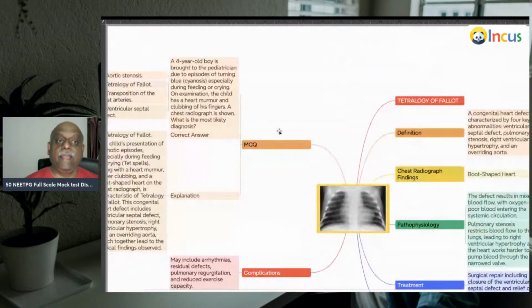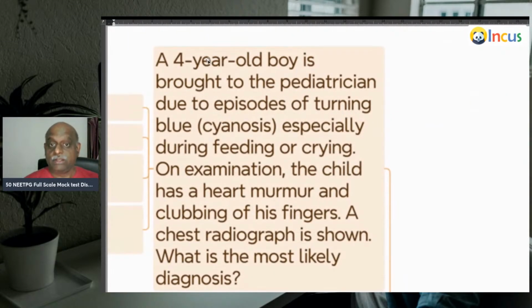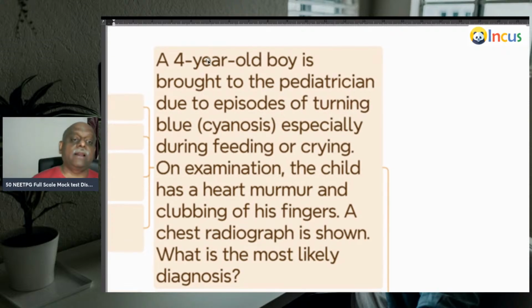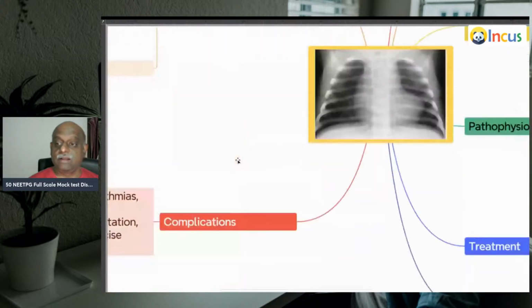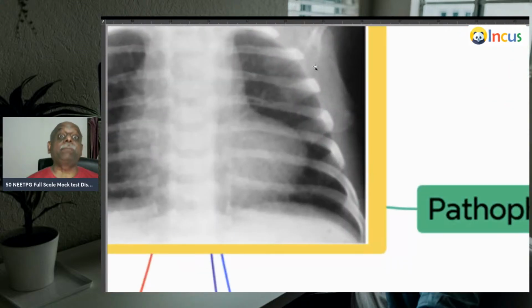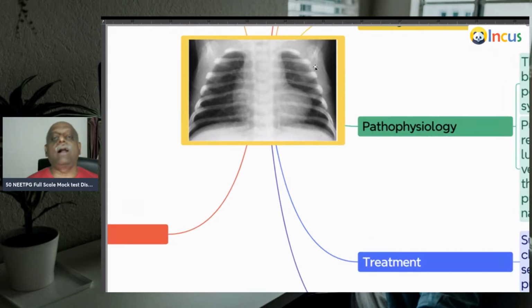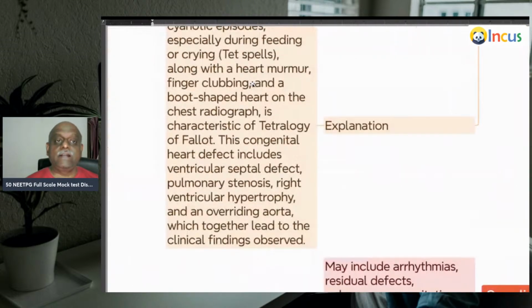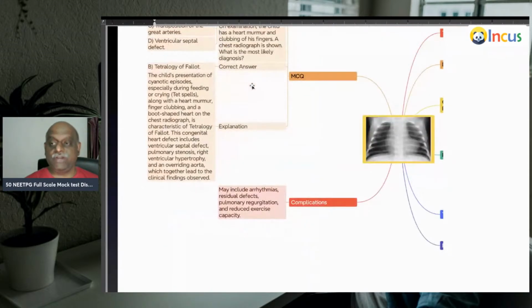Now, a 4-year-old boy is brought to the pediatrician due to cyanotic episodes during feeding or crying. He has a heart murmur and clubbing of the fingers, right? A boot-shaped heart. What can you see? Boot-shaped heart, which is very characteristic of tetralogy of Fallot. And on crying, the pulmonary vasospasm will worsen the cyanosis, is what you need to remember.